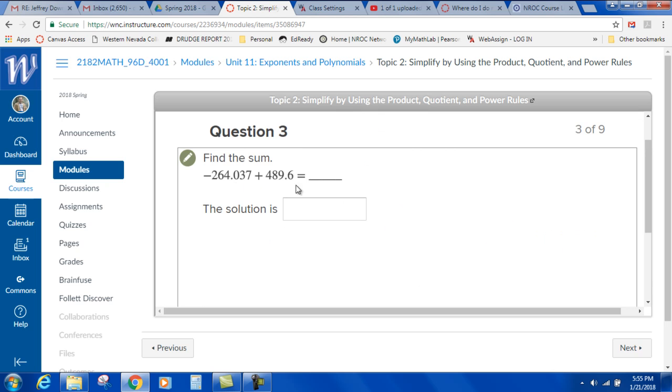And then what would this be? Let's see, negative 264.037, sorry about the dogs, plus 489.6, and I get 225.563.